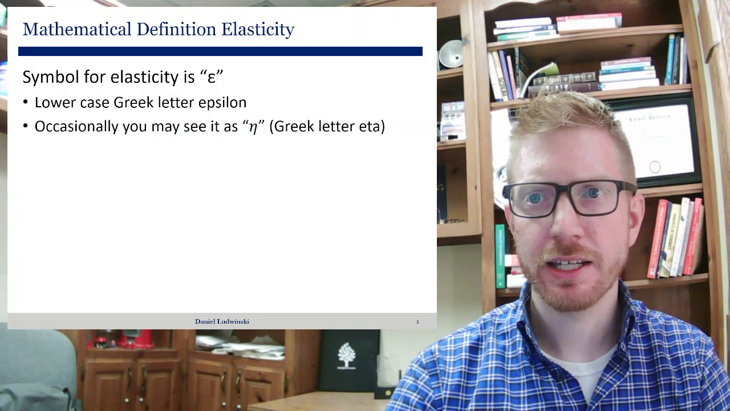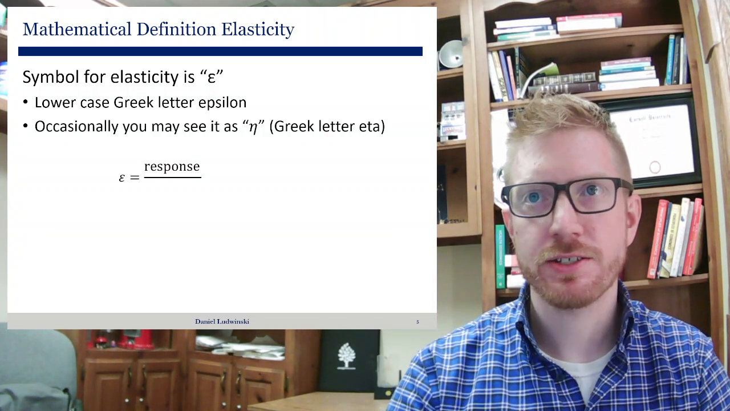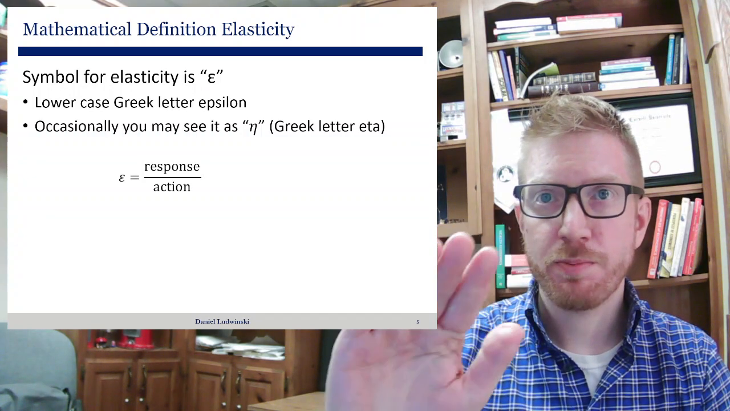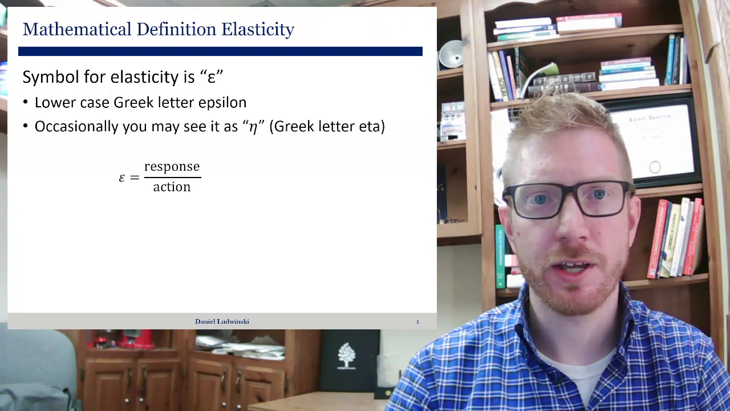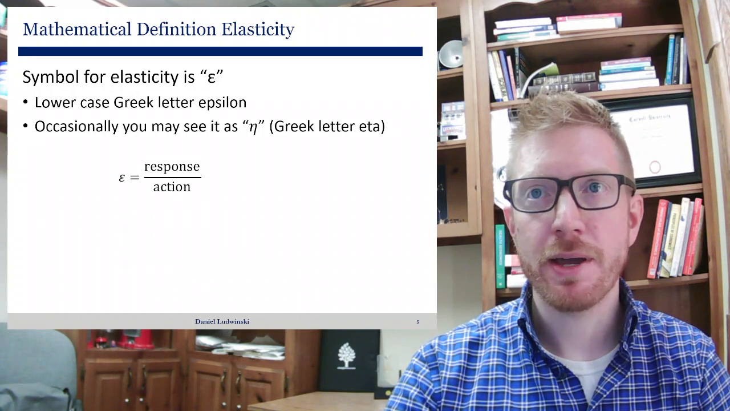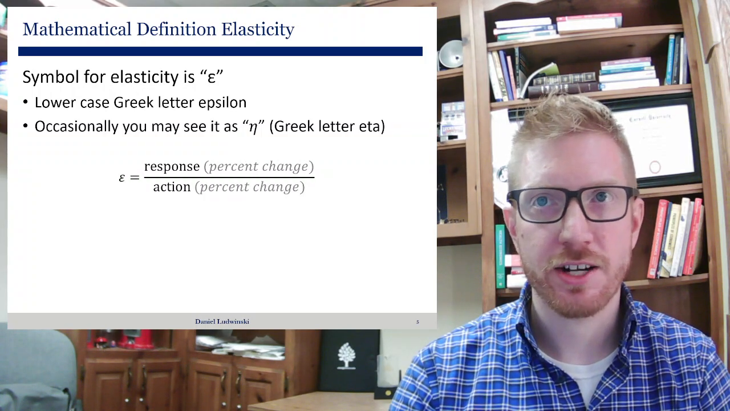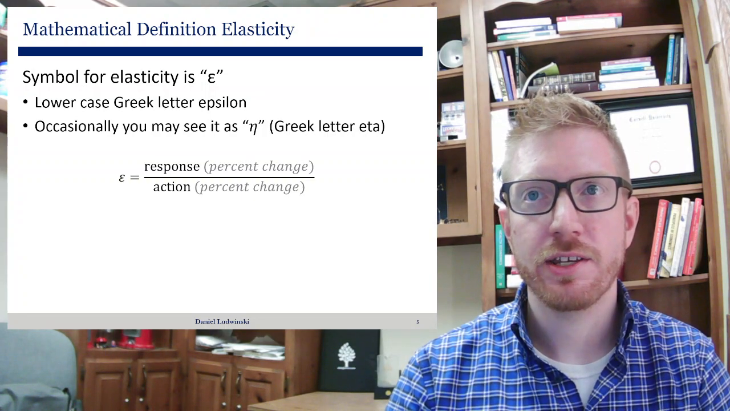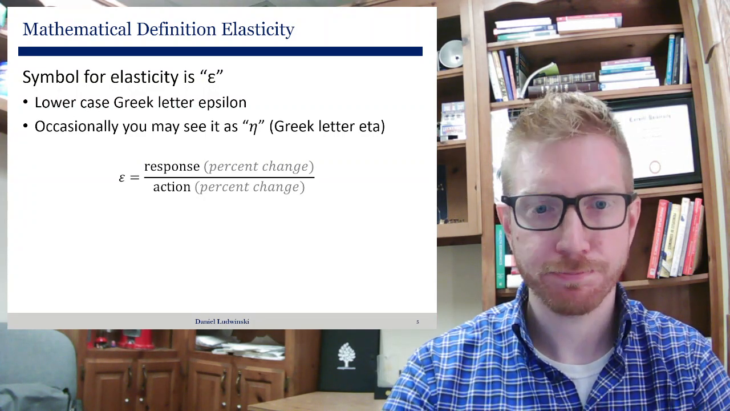So mathematically, elasticity, again, we're thinking about this response and an action. So it's not just response divided by action, similar to what we talk about in maybe a slope, but the response is going to be importantly measured in percent change, and so is the action. We're looking at the percent change in the response divided by the percent change of the stimulus or the action.